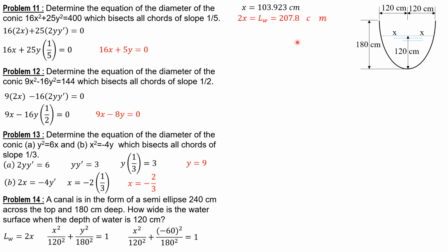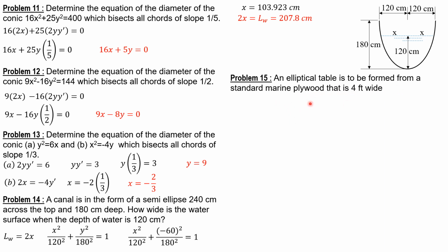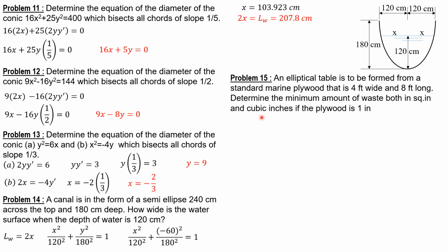So length of water surface, 2x, is 2 times 103.923, to four significant figures, 207.8 centimeters. Lastly, problem 15, an elliptical table is to be formed from a standard marine plywood that is 4 feet wide and 8 feet long. Determine the minimum amount of waste, both in square inches and cubic inches, if the plywood is 1 inch thick.